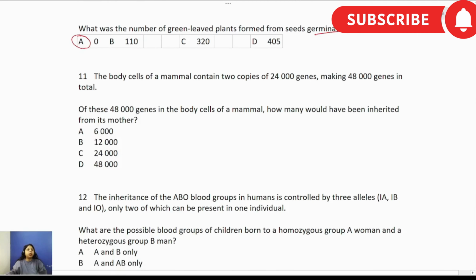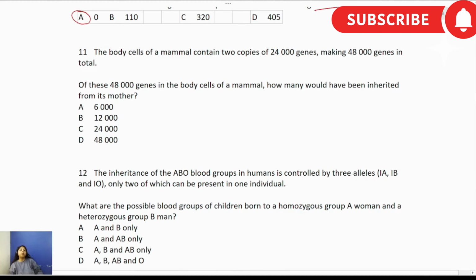Okay, next one. The body cell of a mammal contains two copies of 24,000 genes, making 48,000 genes in total. Means the alleles, we are counting alleles as well. Of these 48,000 genes in the body of the mammal, how many would have been inherited from its mother? The 24,000. The answer is already given, that there are two copies.